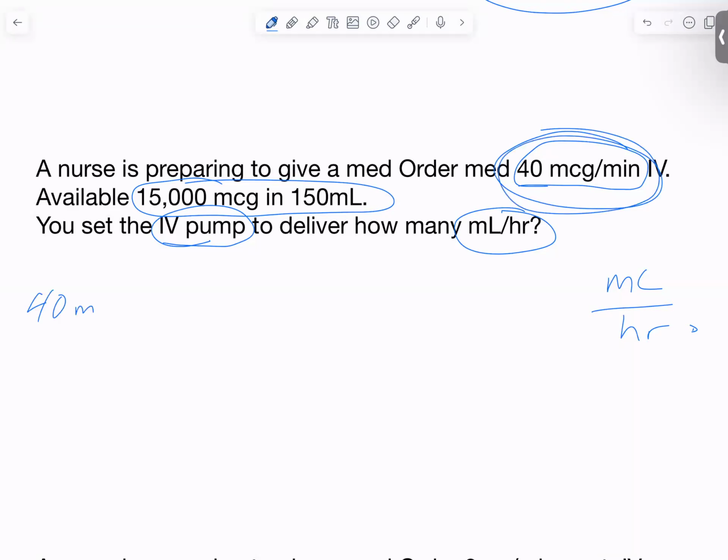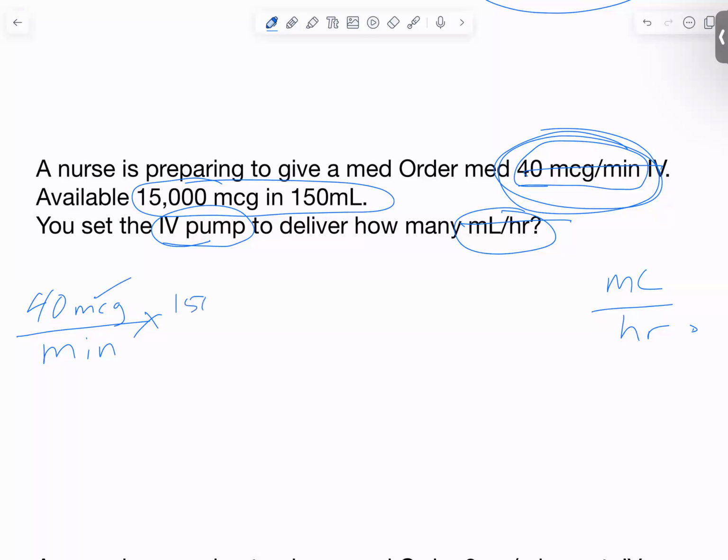It's another way to keep you focused. If I need to solve for hour in the denominator, look for something with time in the denominator. So here we go. We're going to set up a problem. I use 40 micrograms. I know what I'm solving for in milliliters an hour. Now it's just a process of eliminating what I don't need. So I can start with my micrograms.